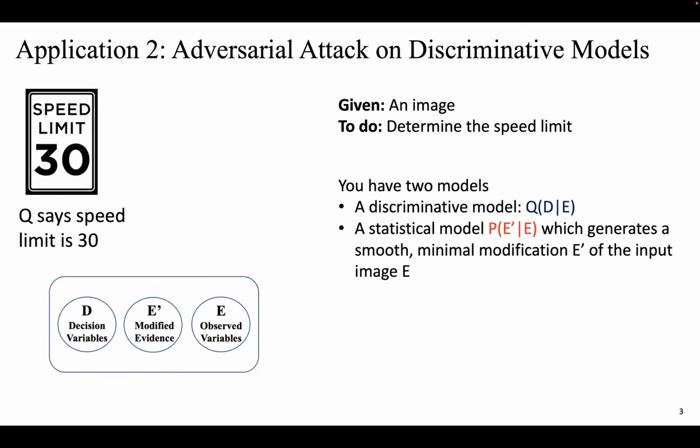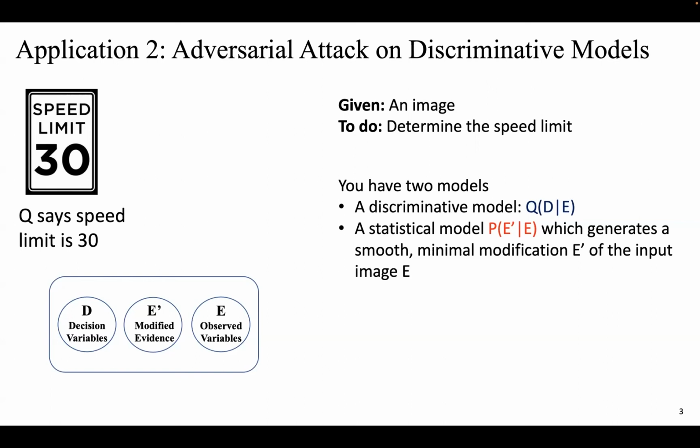The second application that we are considering for this constrained most probable explanation problem, or the CMPE problem, is adversarial attacks on discriminative models. We have a paper at this workshop and also at UAI, which looks at learning models that are immune to these attacks. But this is not about learning. This is a different problem. This is an inference problem where we are trying to attack a discriminative model.